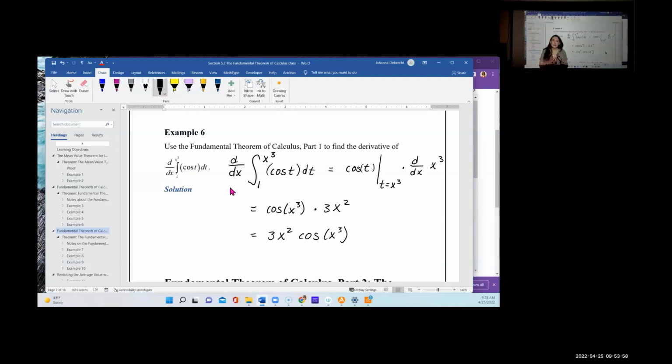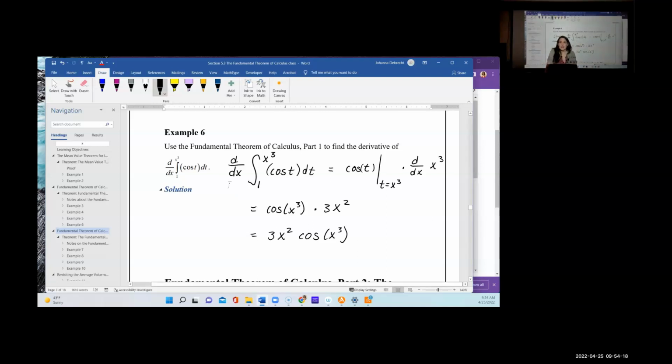Remember that the integral itself is like an antiderivative. So taking the derivative of an antiderivative is like adding 5 and subtracting 5. You've done nothing. So it leaves us back with the original integrand function, which was cosine.